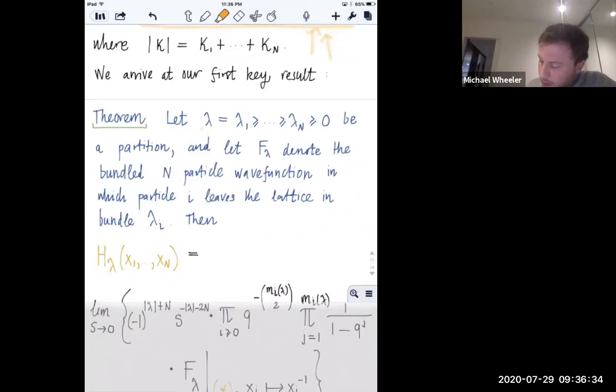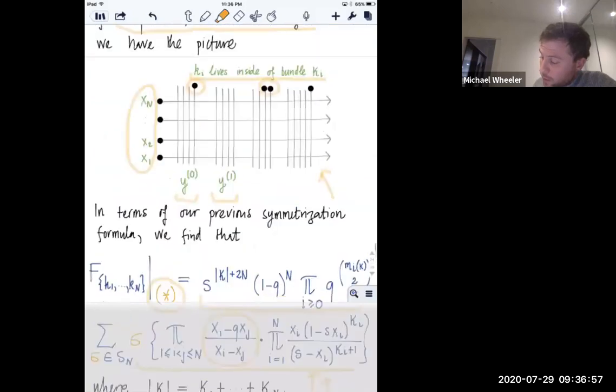I take a partition lambda, and I'm going to abuse notation slightly and use the same letter as before. So f sub lambda is going to be the 6-vertex wave function for n particles, which has been bundled up in the way that was shown in this picture here. So this is really f lambda, this quantity here. It's just that now I don't use the capital K's, I use a lambda instead.